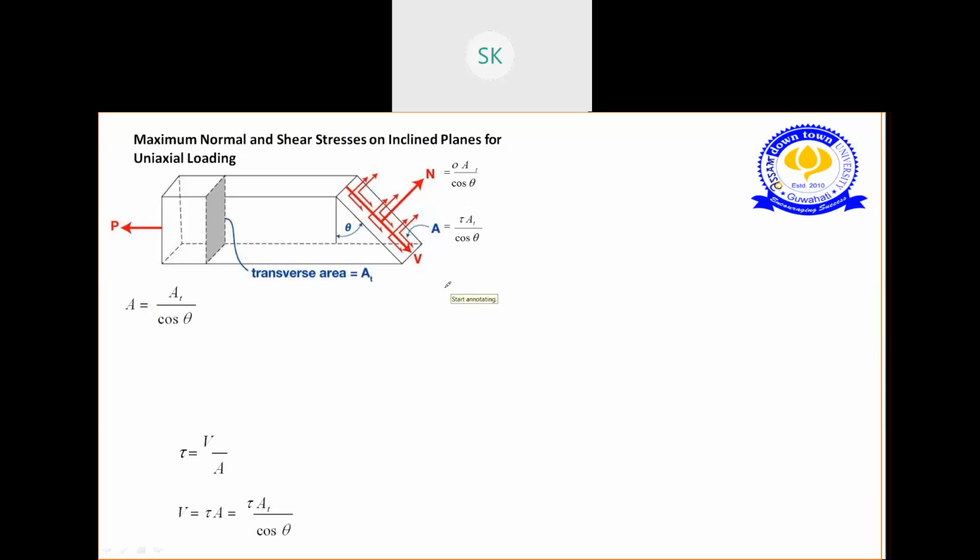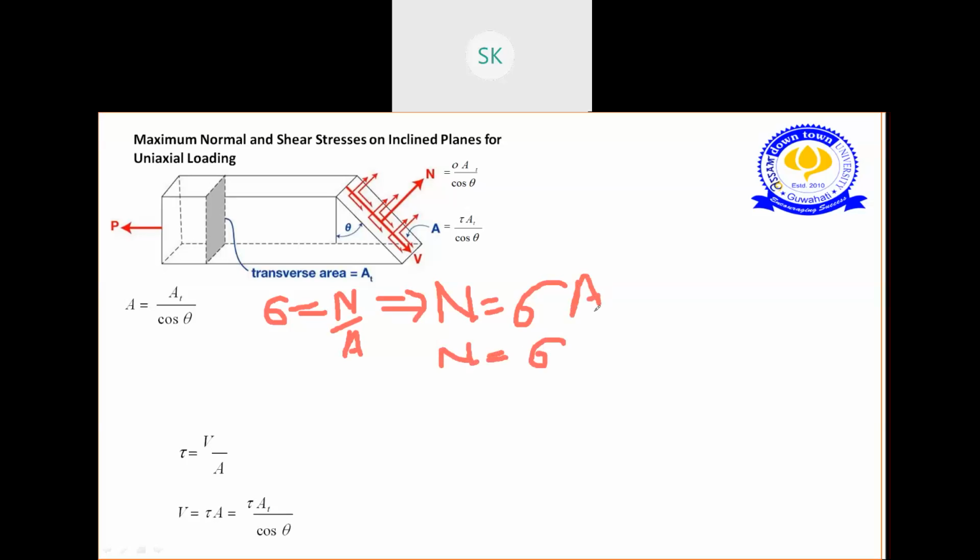Okay. So from the last class, now we need to find the relation between sigma and N. We know our normal stress is equal to N by A. So from this relation, we can write normal force equals sigma into A. What is the value of A? A0 by cos theta. So put the value of A as A0 by cos theta. So what value of N did you get? It's sigma A0 by cos theta. Hope this part is clear.